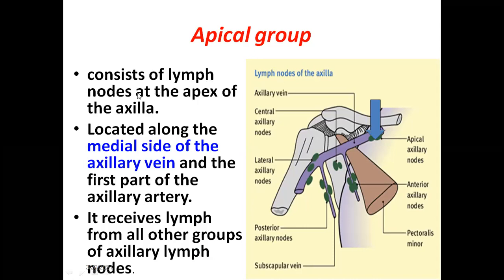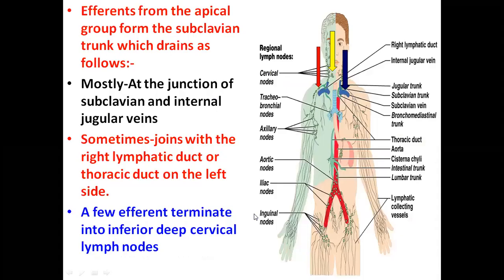Okay, so the apical group consists of lymph nodes at the apex of the axilla, located along the medial side of the axillary vein and the first part of the axillary artery. It receives lymph from all other axillary lymph nodes, that means anterior, posterior, lateral, and central. The lymph collected from these lymph nodes is now drained into the apical axillary lymph nodes.